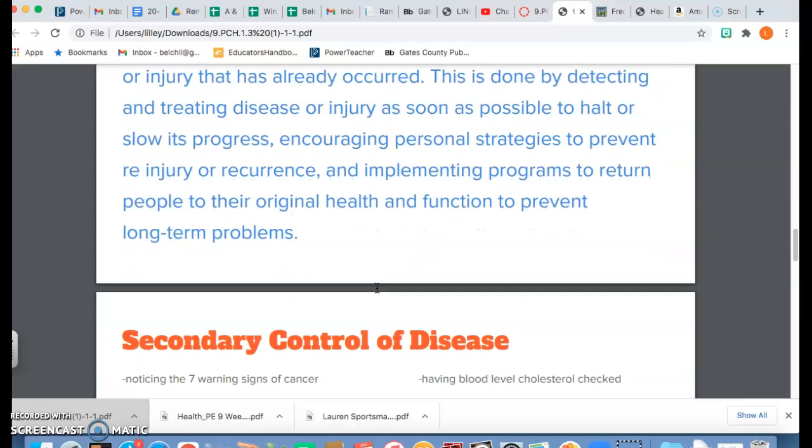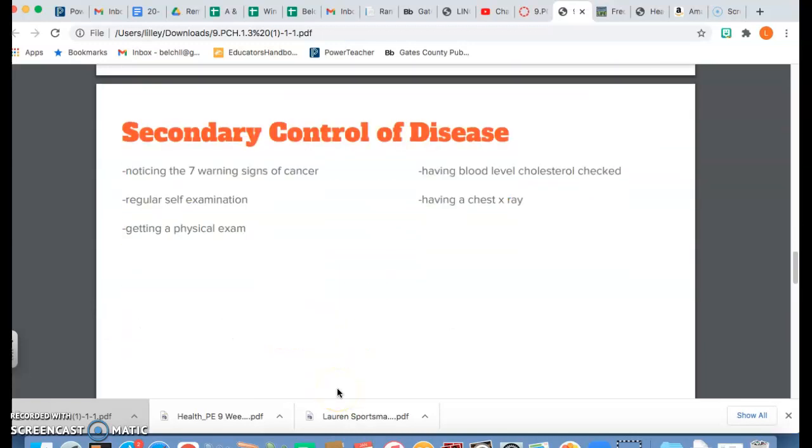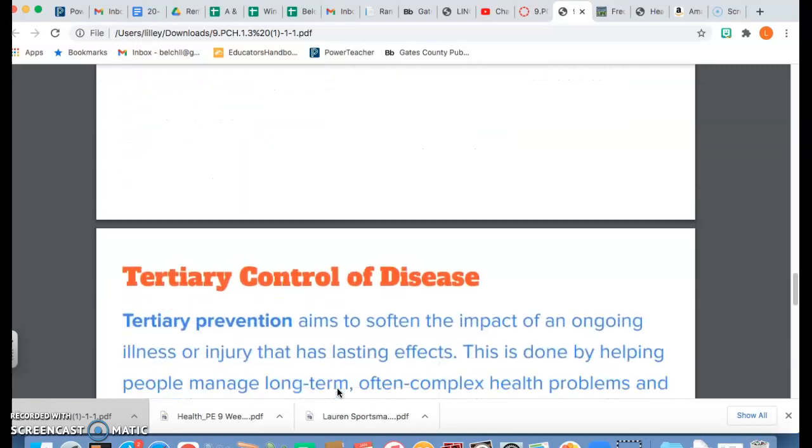So a secondary control example would be noticing the 7 warning signs of cancer, giving yourself a self-examination, getting your physical each year. Those of you that are playing sports, you have to get a physical each year. I know this year's kind of crazy, so you may not have had one, but in a normal situation, you're going to have one every single year before you can play sports. Having your blood cholesterol level checked, and of course having a chest x-ray. You're doing these things to try, in the event, to slow the process and slow the progression of a disease or injury.